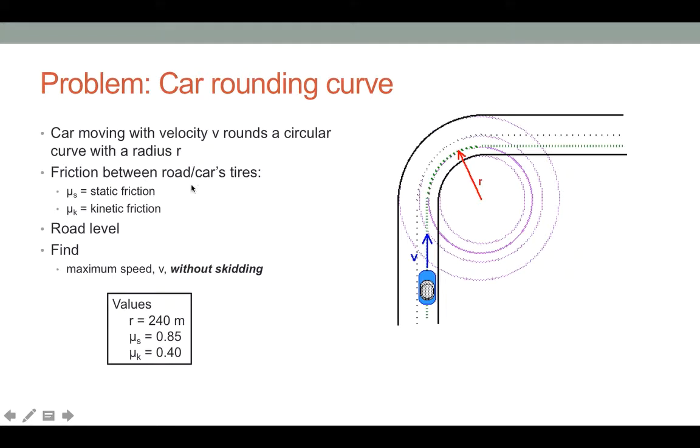without skidding. And we will be given that the radius is r, and here we'll give it a specific value. We'll know the coefficients of both static and kinetic friction. We will assume the road is perfectly level, and what we want to find out is how fast can this car be going as it makes the curve, and we'll assume that the speed will be constant as it goes around the road. And our problem is we want the car to make that turn without skidding.